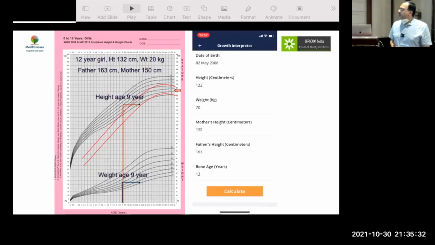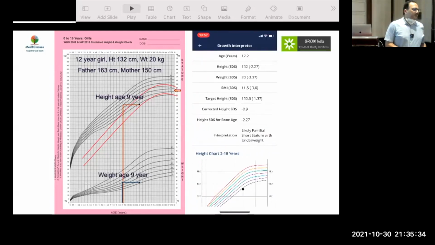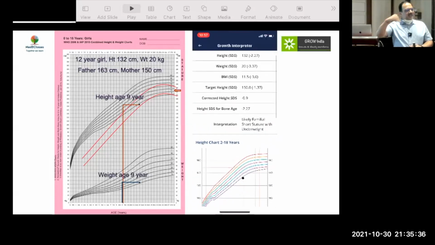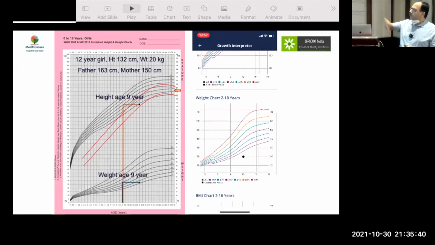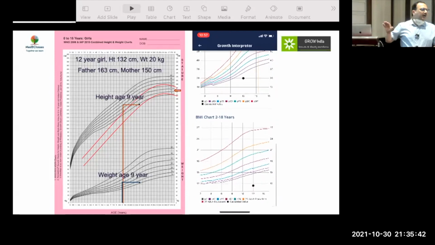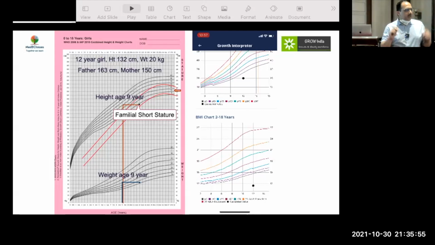So we have developed a growth interpreter in which you just put in basic data: date of birth, height, and weight. You will get an output like this, which will plot it, and it will give you an interpretation of whether the child is normal, short, constitutional, or has endocrine obesity, and all those things will come up. We'll show it later in different situations. So this is familial short stature, no evaluation required, a physiological cause.